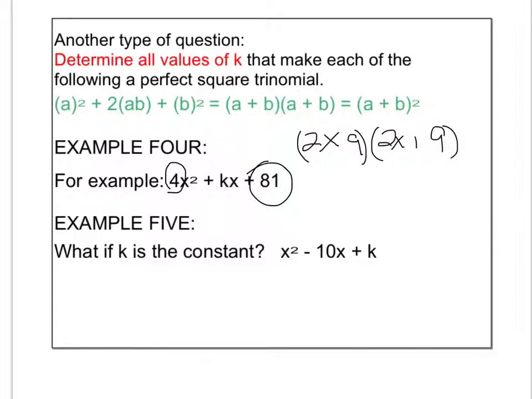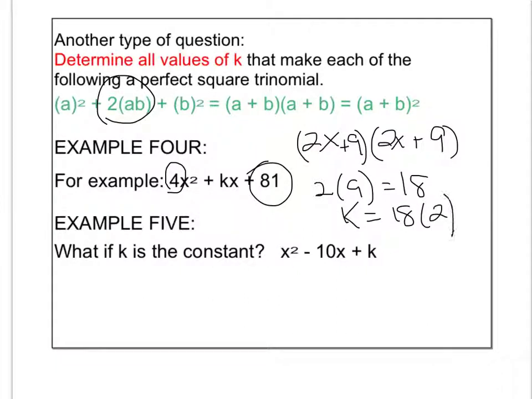If we go back to that original pattern, that 2 times AB, if you take the 2 and multiply it by 9, you're going to get 18. By doubling that, you get the value of k. So k equals 18 times 2, which is 36. Okay.